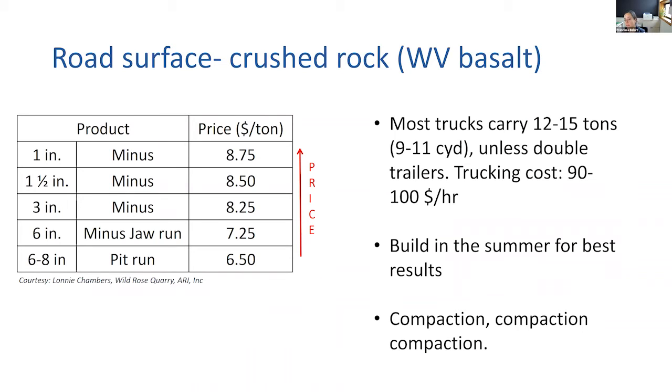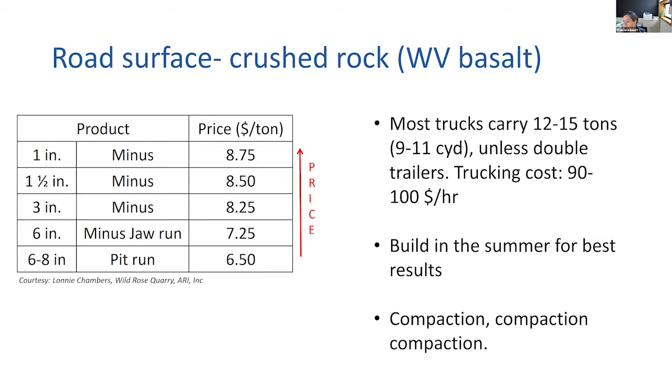In terms of price, of course, the smaller the rock is, the higher the cost or the price for the rock is. But if you look at this, this is price in dollars per ton, and most trucks carry between 12 and 15 tons of rock. So the cost of the rock is not as high. However, the trucking is usually the most expensive part. And this will, of course, depend on how far the rock pit is from your property. So the farther you are, the more you're going to have to spend in getting that rock onto your property.